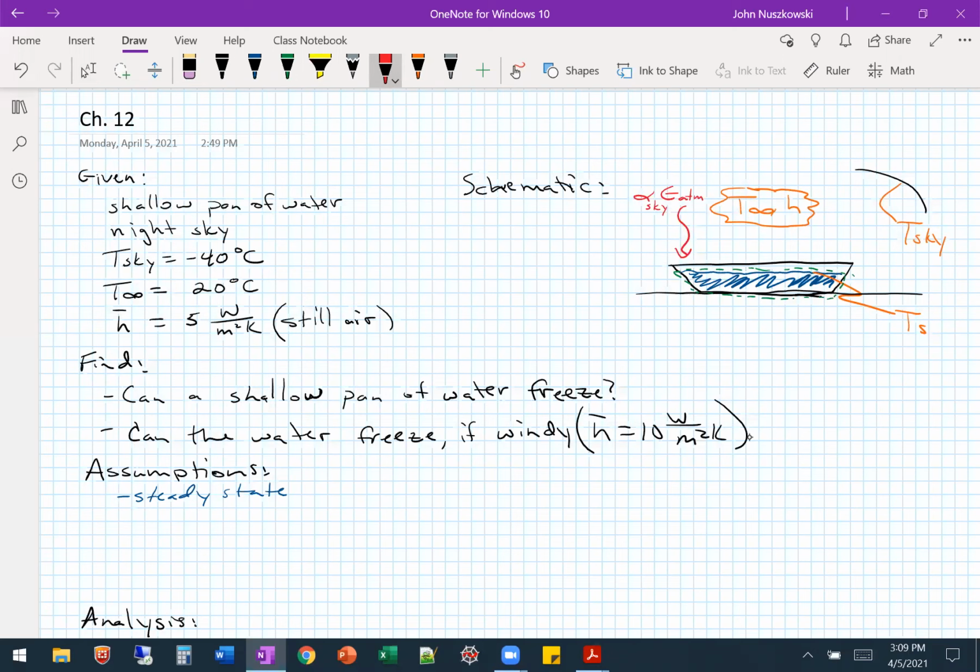Now we have emission coming off. Any other forms of heat transfer here? Convection? Yeah, we got our convection here too.